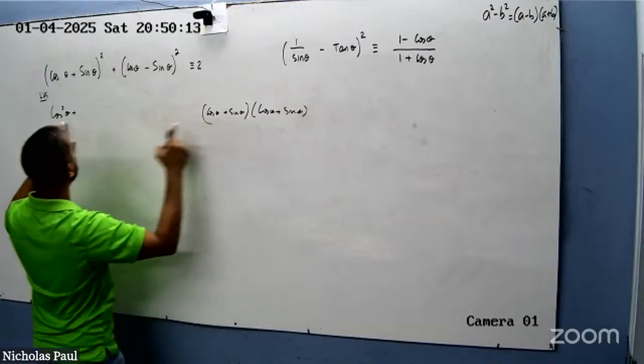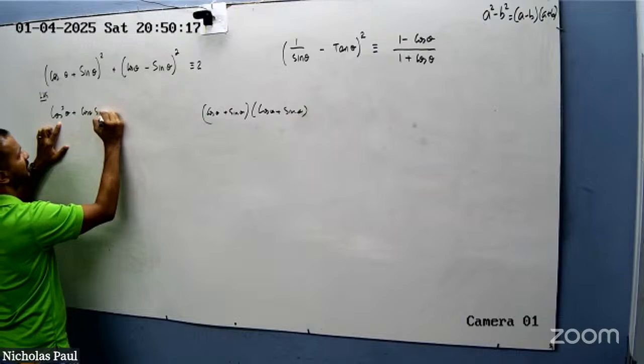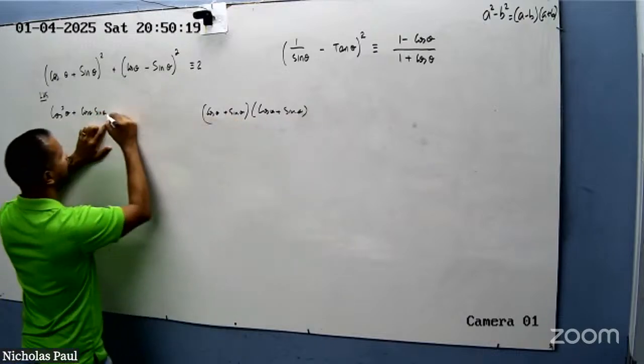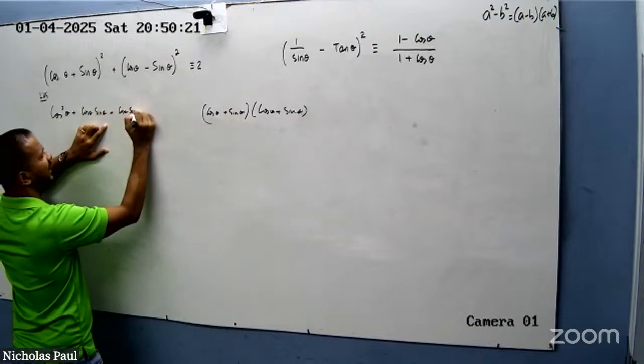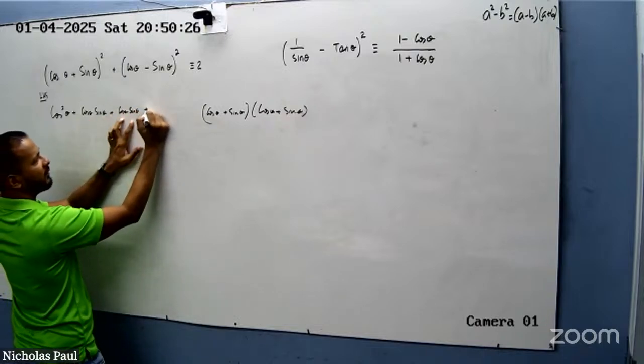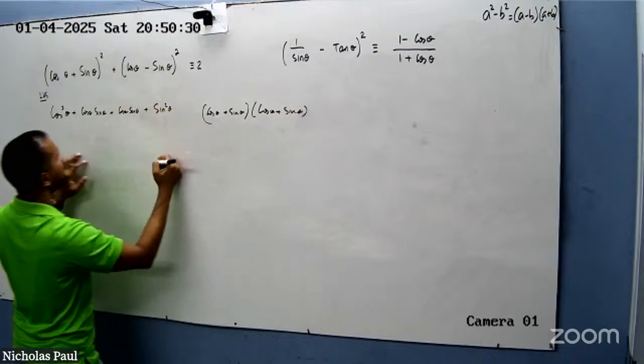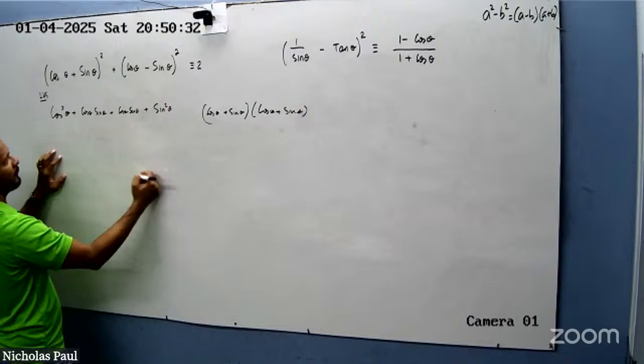Cos by cos, cos squared. Cos by sine, cos theta sine theta. Sine by cos, cos theta sine theta. I could have written it the other way, but it doesn't matter because it's commutative. Sine by sine, that's sine squared. So that's the expansion of this.